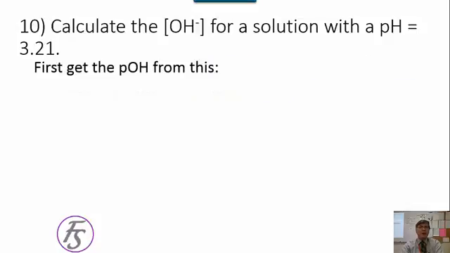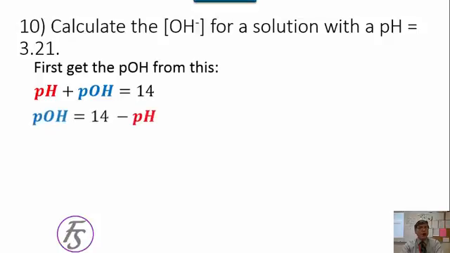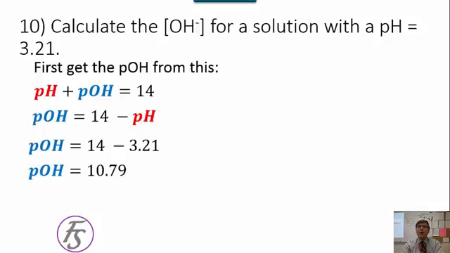I think that this is much easier to do: pH plus pOH equals 14. Rearrange it. pOH is equal to 14 minus pH, and subtract the 3.21, and we get a pOH of 10.79.